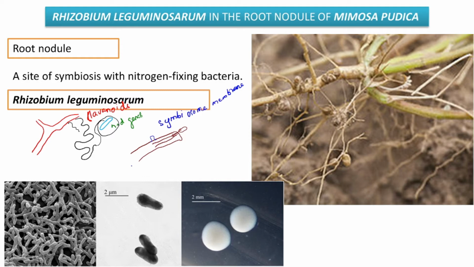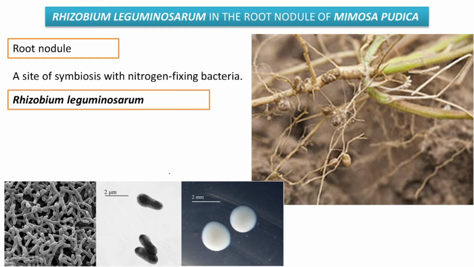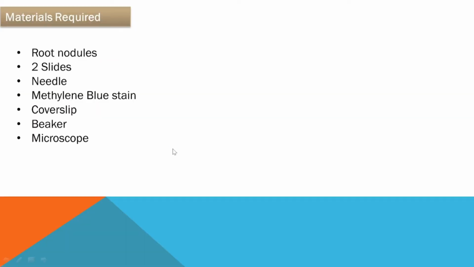Okay, and here in this image, I am showing the appearance of this Rhizobium leguminosarum bacteria. It is somewhat rod shaped. In some cases, it appears oval. Anyway, we can go and see this bacteria in the root nodule today. And for that practical, the materials required are root nodules, 2 slides, needles, methylene blue stain, cover slip, beaker, and microscope. Okay, let's start the practical.